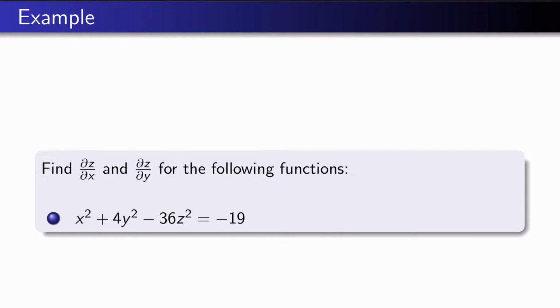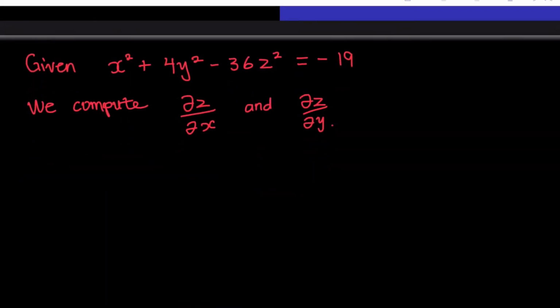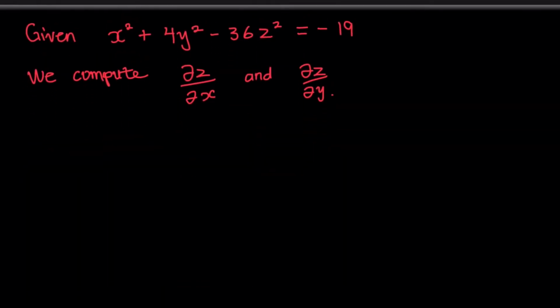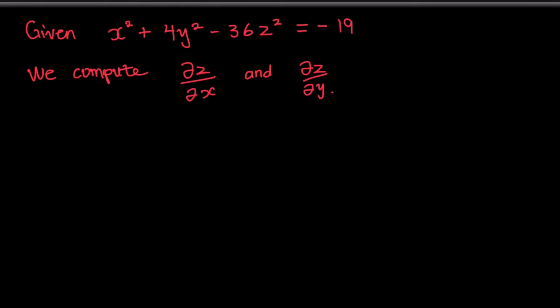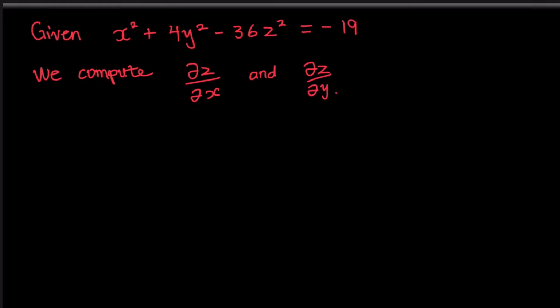Compute ∂z/∂x and ∂z/∂y, given the function x squared plus 4y squared minus 36z squared is equal to minus 19. So we first compute ∂z/∂x. To compute ∂z/∂x, our focus should be on the z and the x variables. Thus, all other variables will be treated as constants in this case.